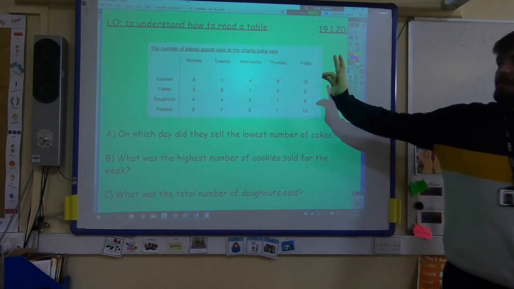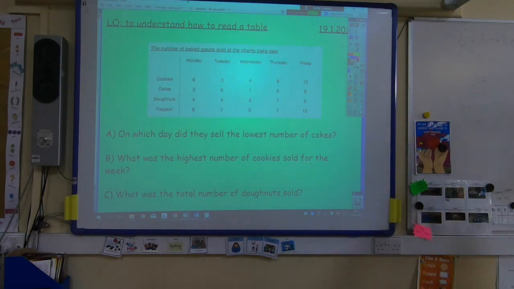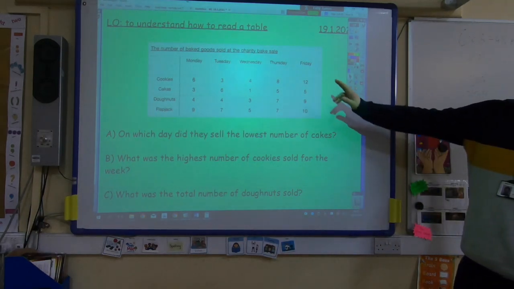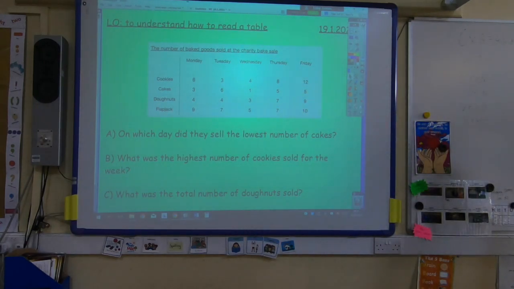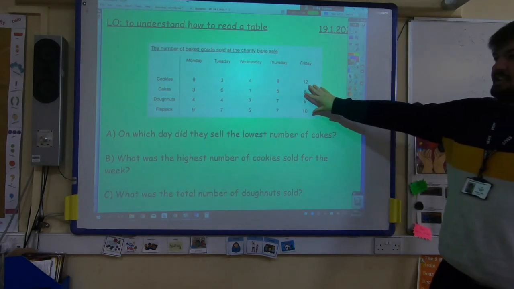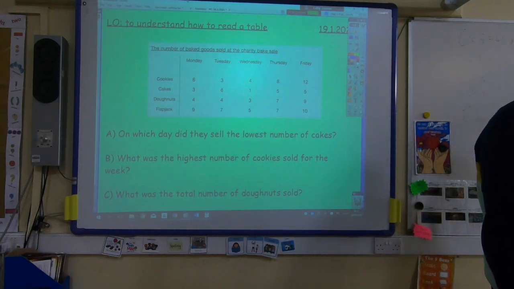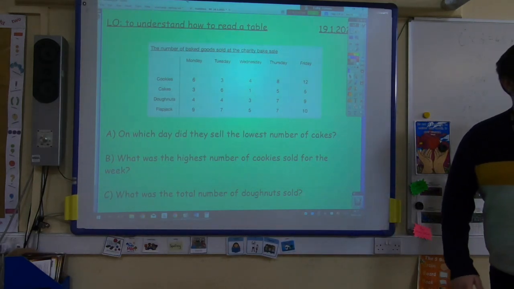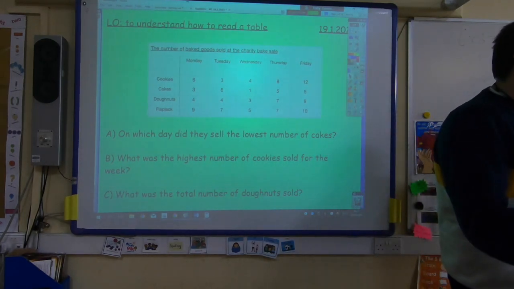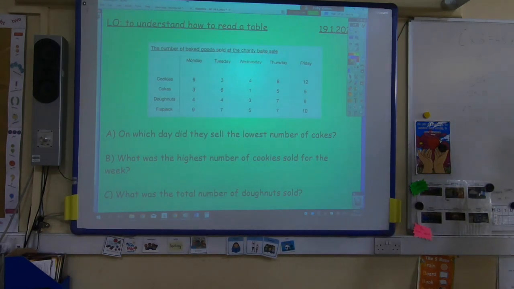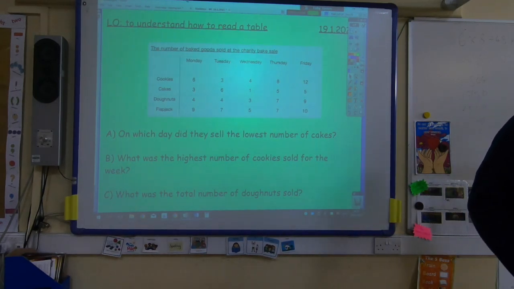So for example, I know on Monday they sold 6 cookies. Okay? I could tell that on Friday they sold 10 flapjacks. This is data, and this is what we call data, this part in the middle. It's a number, a quantity that tells us how much of something they may have sold or how much of something they may have used. Lots of jobs, some that your parents may do, use data. They'll use tables and graphs for that. And it's very important.